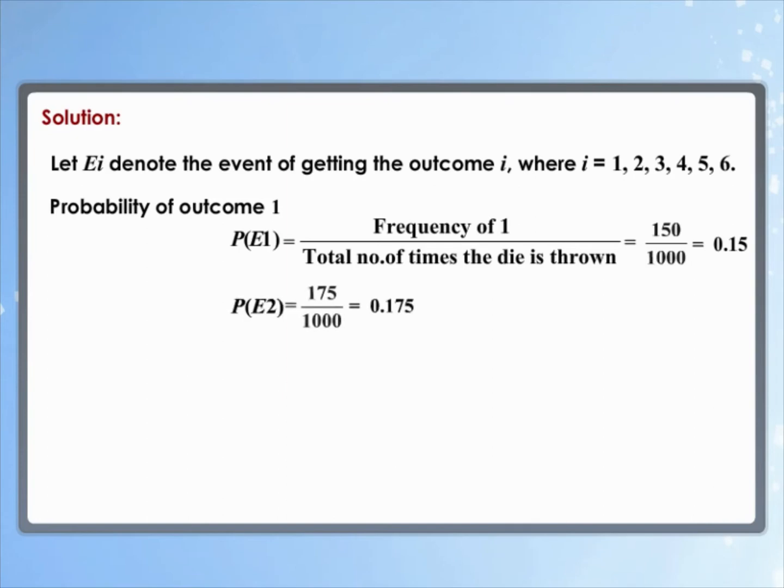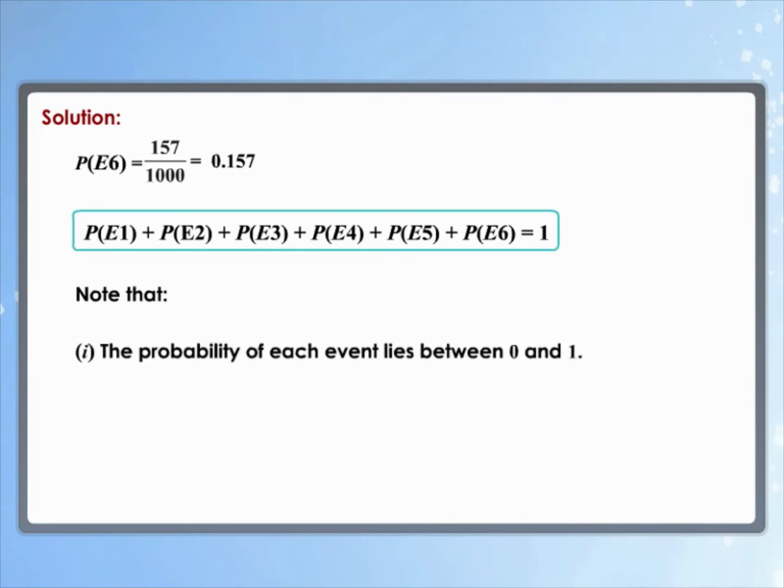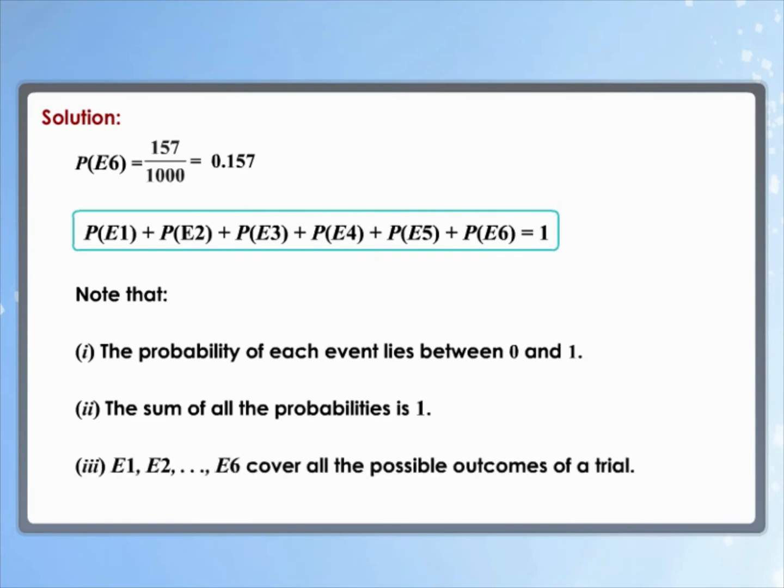Similarly, find P of E2, P of E3, P of E4, P of E5, and P of E6. Now adding all the probabilities, we get 1. Note that the probability of each event lies between 0 and 1. The sum of all the probabilities is 1. E1, E2, and so on up to E6 cover all the possible outcomes of a trial.